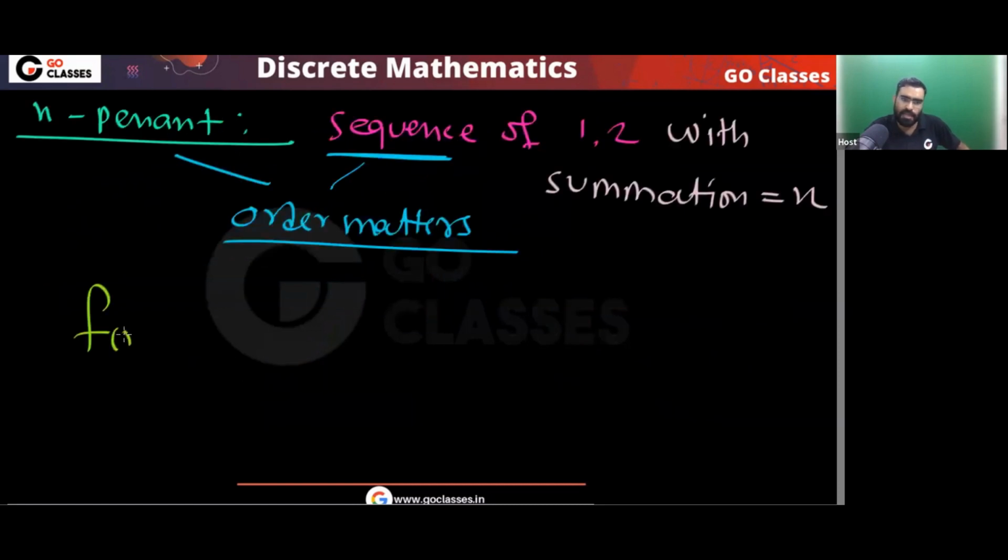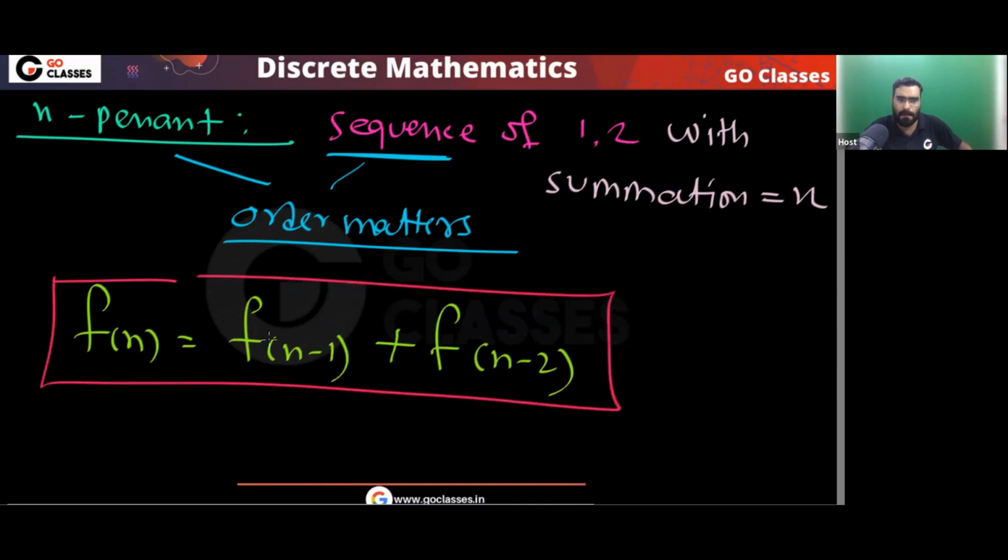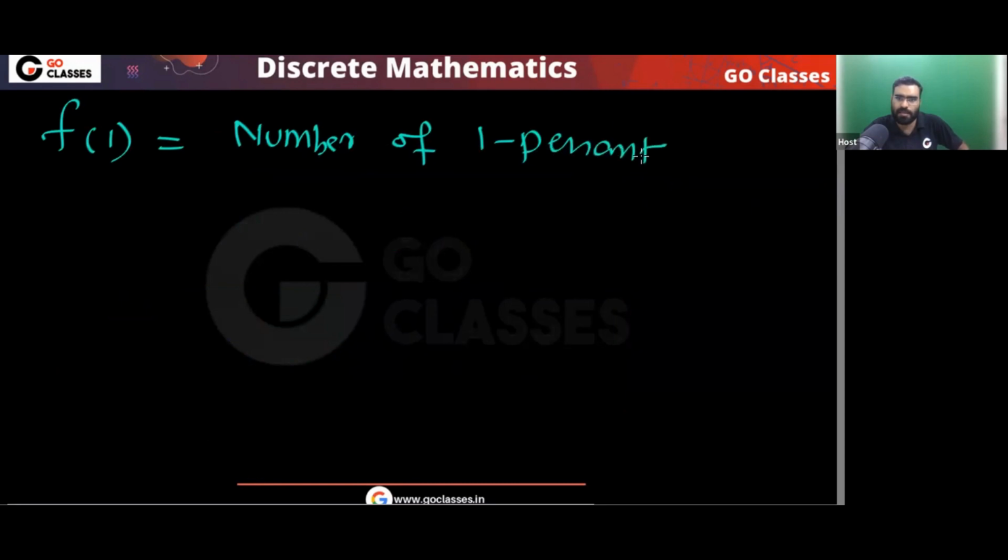So the number of n-pennants will be the number of n minus 1 pennants plus the number of n minus 2 pennants. This is going to be the recurrence relation. And what are the base conditions, the initial conditions? If I ask you what is f1, f1 means the number of 1 pennants. How many? If I want the number of one pennants, that will be only one, because you can just simply do it like this. This is the only one pennant you can create.